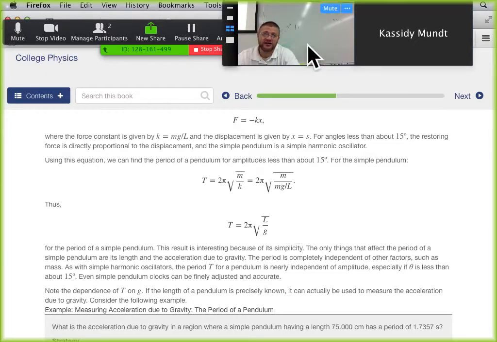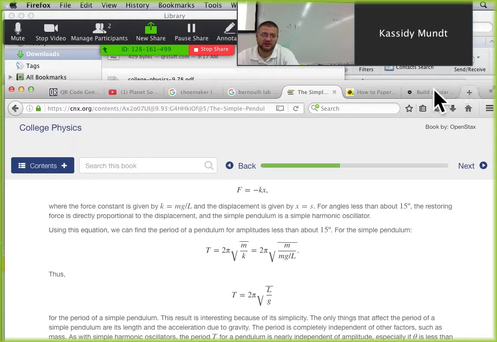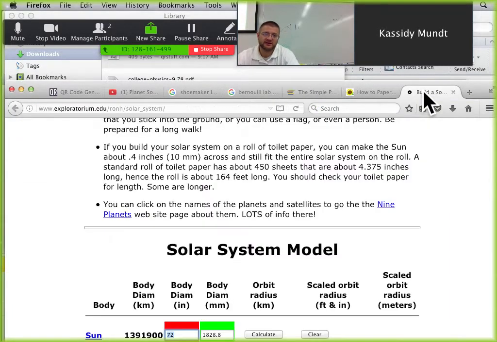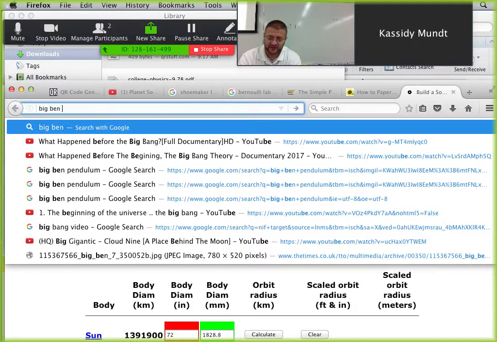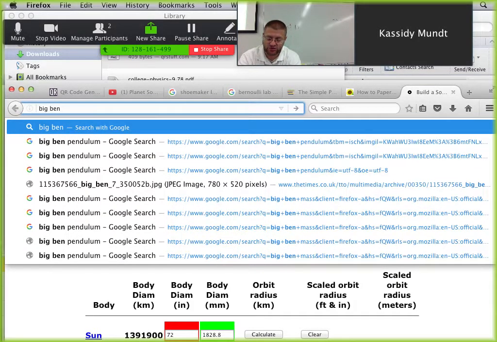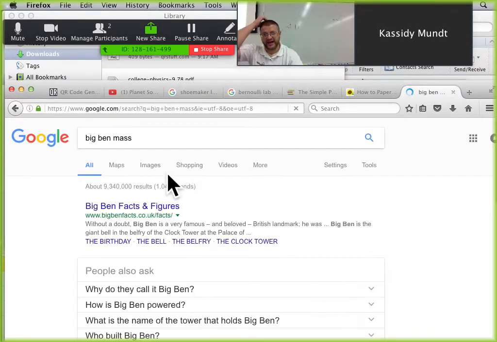Okay? Now, here is the question of the day. The clock Big Ben, right? Big Ben has a huge mass on the end of it. Let's take a look at it. What does it look like?